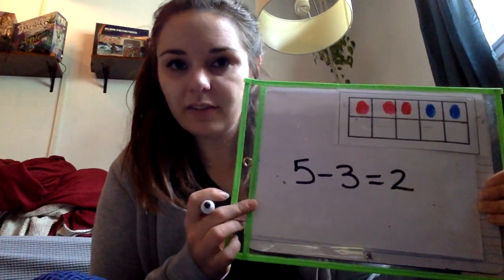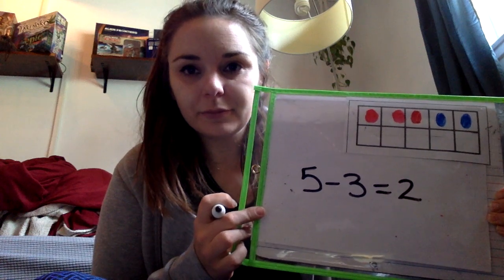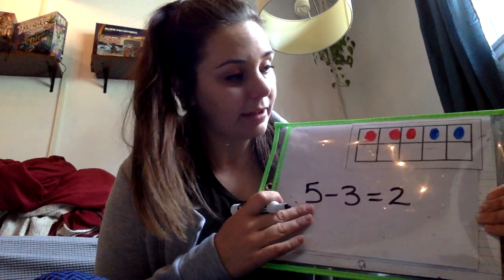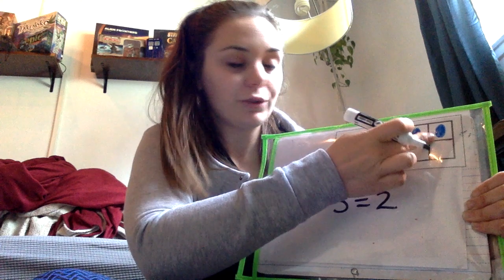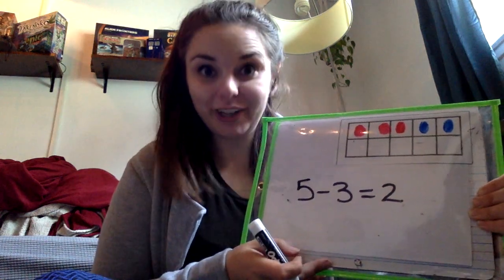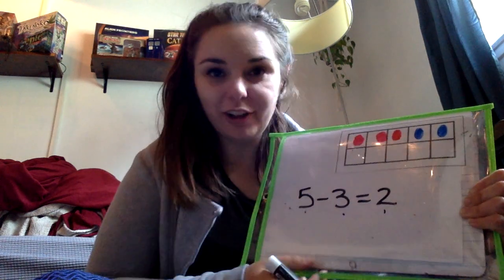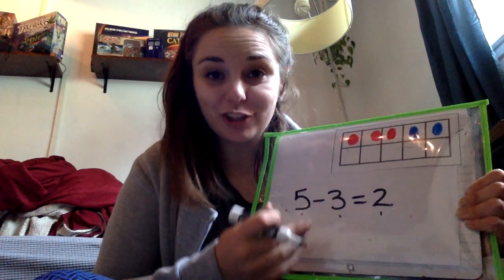Would this be in the fact family? Could we show 5 take away 3 equals 2? We could. 5, 3, and 2 are all in this fact family. So this equation is in the fact family. How about this one?